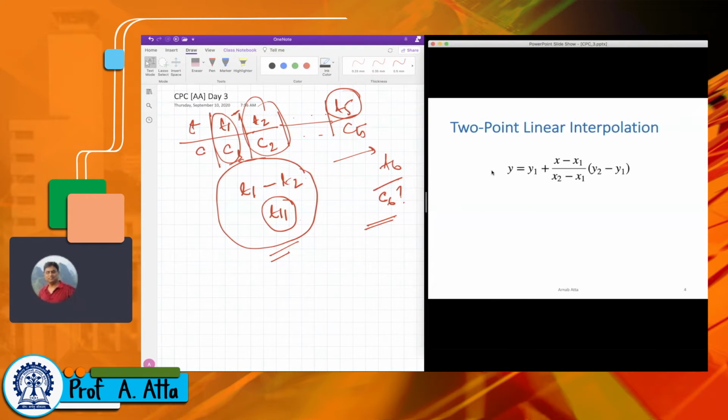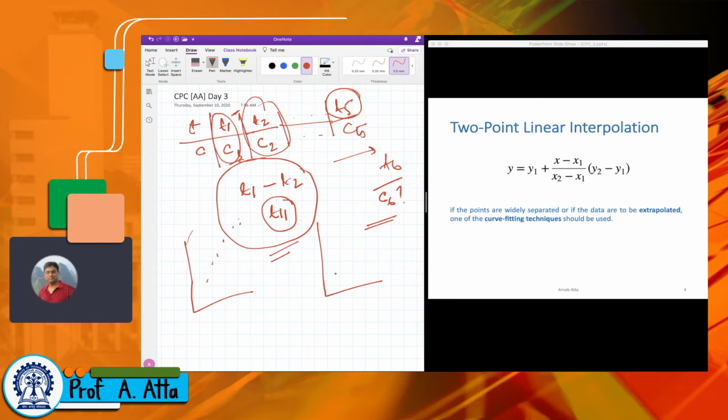Now, if the points are widely separated, which means, as I mentioned earlier, the scenario can be closely spaced points, or in other cases this kind of widely spread scenario, or you have to extrapolate the data.